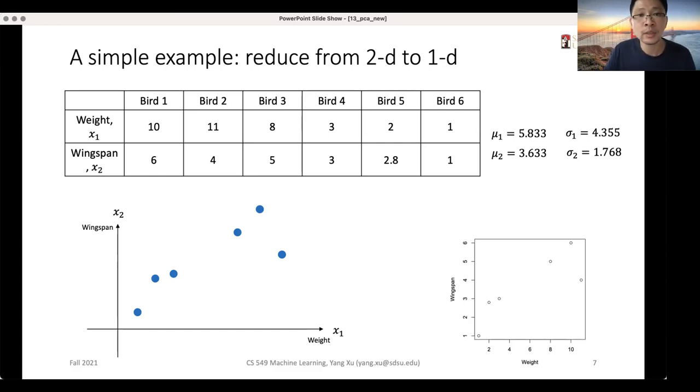So we can plot them in the 2D space, okay? And the additional quantity we can compute is the mean value for each feature, okay? So this mu1 is the mean value for all these 6 weights, okay? And also the standard deviations can be computed, okay? So these are the quantities we will need to use, okay?